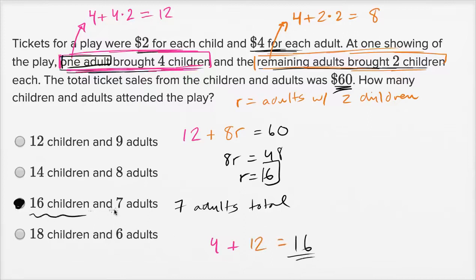But if you're under time pressure, you can see there's only one choice that has 7 adults, so you can just pick that one.